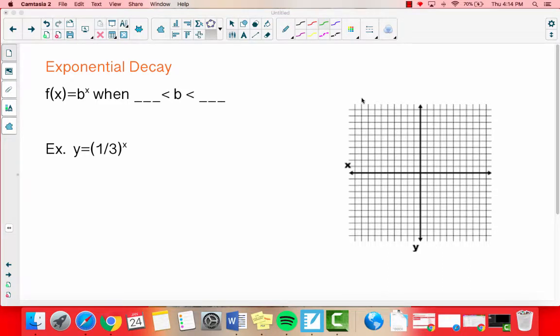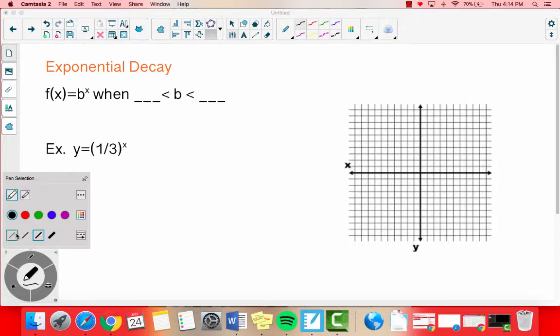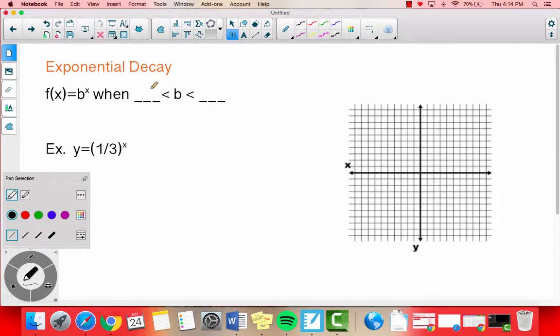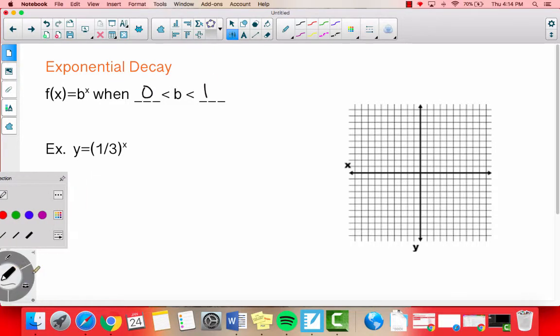The second part of this section is about the exponential decay, and this is very similar to the exponential growth, so hopefully we'll be able to go through it pretty quickly. Exponential decay is just like growth, except your base value is going to be slightly different. In growth, remember we said that the base was larger than 1, but in decay, your base is going to be between 0 and 1. So it'd be important to remember that your exponential decay functions are going to have fractions for their base.